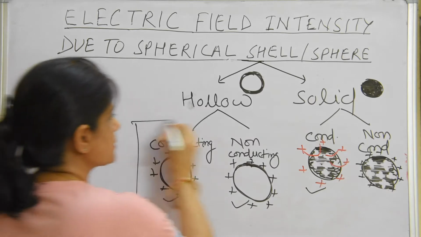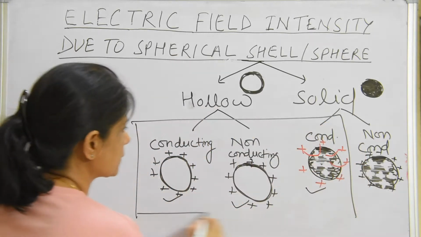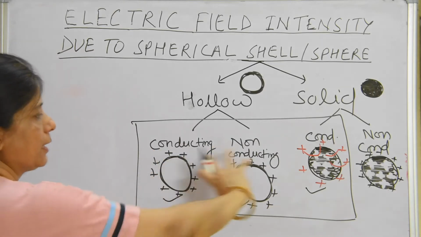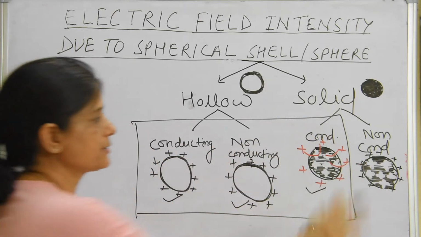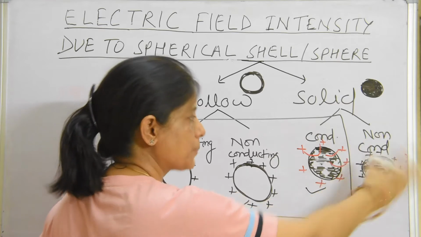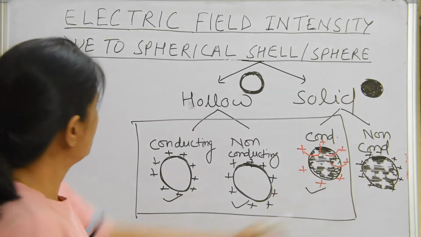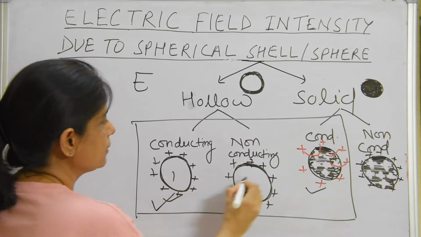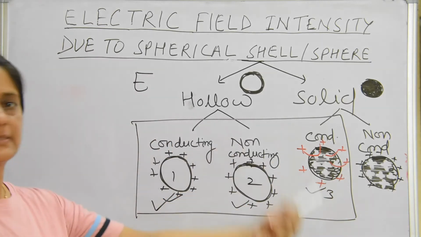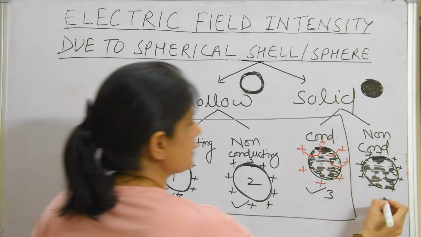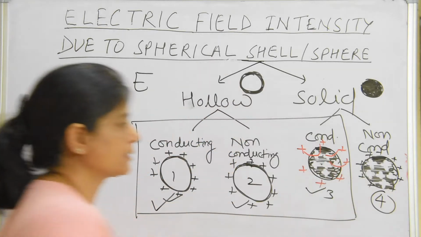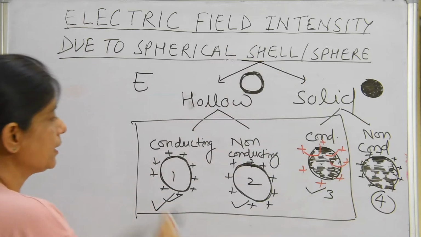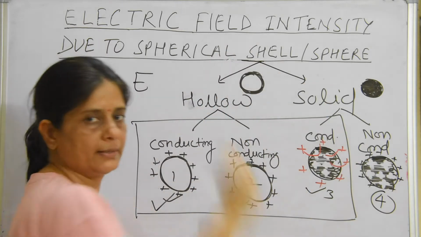So we have three similar cases where the charge would spread on the surface. So the electric field intensity E due to cases 1, 2 and 3 would be the same. For the last case, the electric field intensity would be different. We will discuss the electric field intensity due to cases 1, 2 and 3.